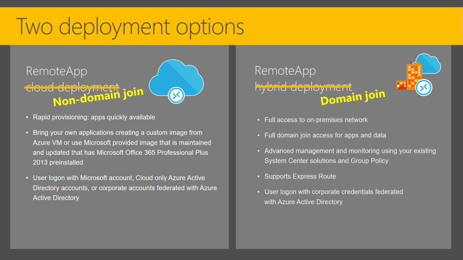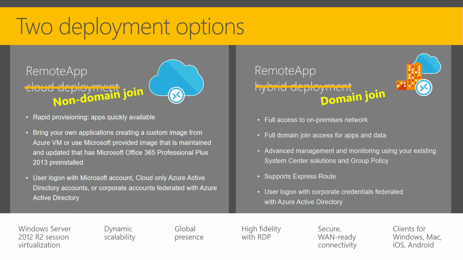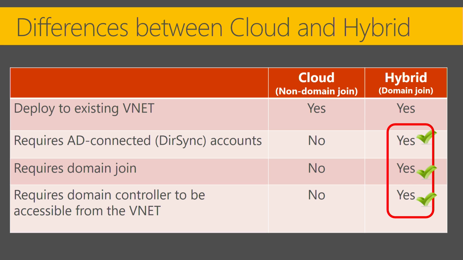So yesterday we talked about, again, a caveat. If I say a cloud deployment, what I mean is non-domain join. And when I say hybrid, I mean domain join. So I went over that yesterday. And the big difference between a cloud and a hybrid deployment is that in a hybrid deployment, the Azure RemoteApp instances are domain joined. So of course you need to have directory synchronized accounts. The VNet that you deploy into needs to have access to the domain.